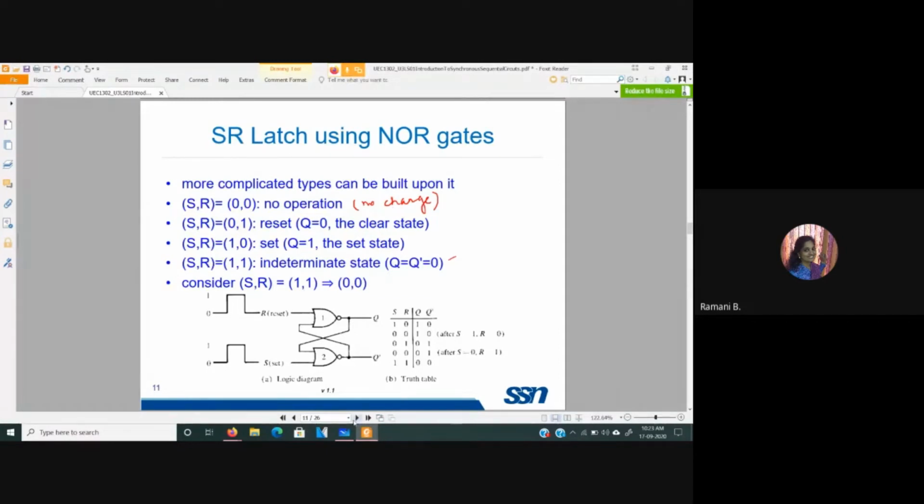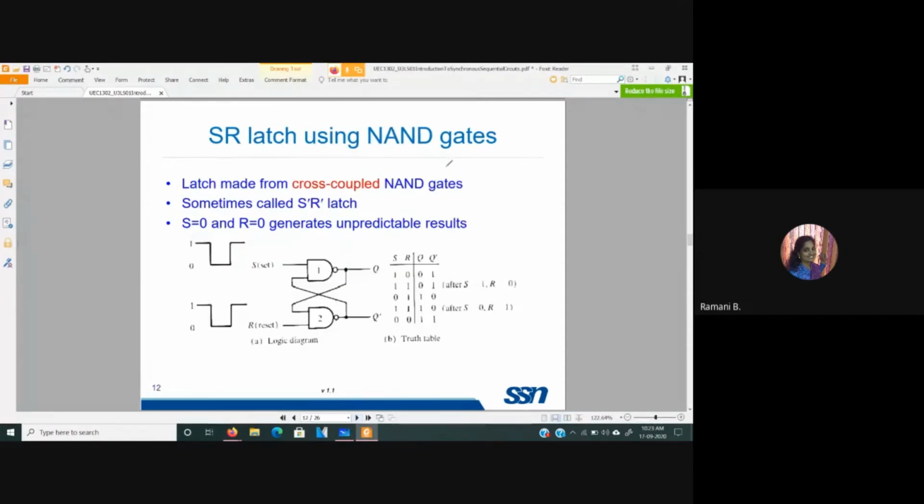Okay. So next we shall move on to the SR latch with NAND gates. So here I will explain it here itself. So here using NAND gates, we have the cross coupled NAND gate structure. Okay. The output Q is fed to the input to this particular NAND gate, and Q bar is fed to one of the inputs of this particular NAND gate.